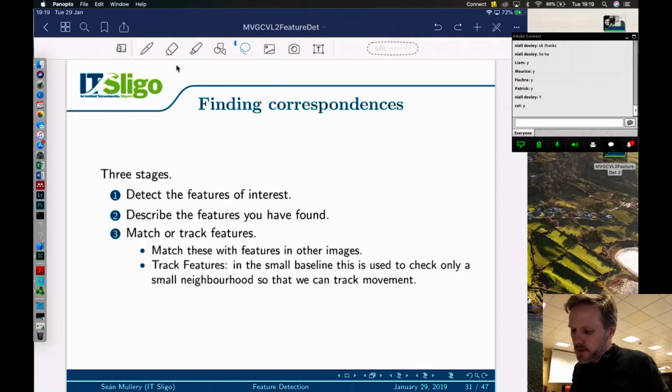So there's three stages that we will go through in finding the correspondences. First, detect the features that you're interested in. Secondly, describe the features you have found. So you need to come up with some sort of a description.